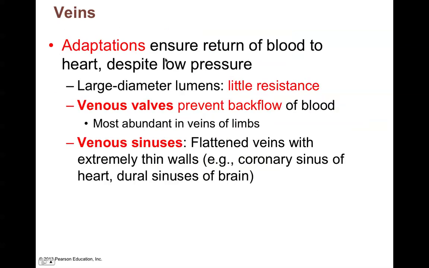The veins have adaptations to ensure the return of blood to the heart despite low pressure. They have large diameter lumens that offer very little resistance, but there are venous valves that prevent the backflow of blood. They are most abundant in the veins of the limbs. Venous sinuses are actually flattened veins with extremely thin walls. We see this on the posterior side of the heart in what we call the coronary sinus, and also in the dural sinuses of the brain.